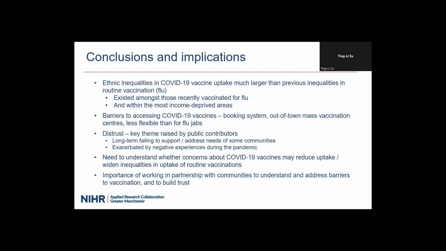We heard insights from public contributors that suggested a mixture of barriers to accessing COVID vaccinations and distrust, stemming from long-term failings for some communities and negative experiences of racism and discrimination, had all contributed to lower vaccine uptake. Looking forward, obviously, there's a need to better understand these inequalities and what could be done to reduce them, and to work in partnership with communities to try and address these barriers and also build some long-term trust.